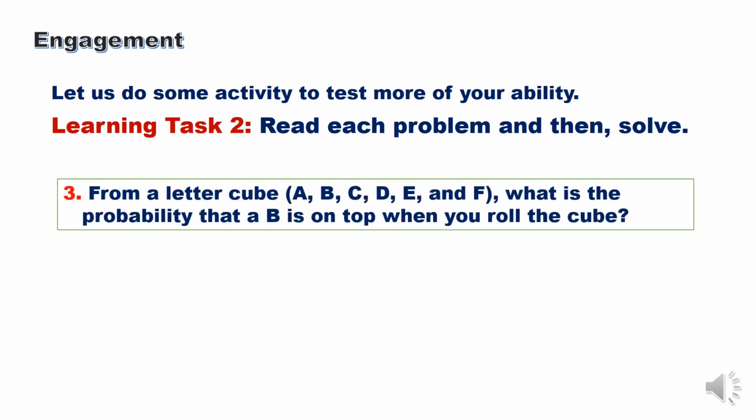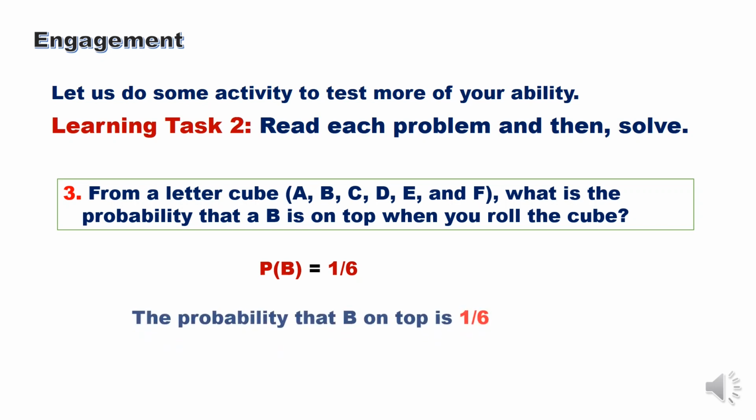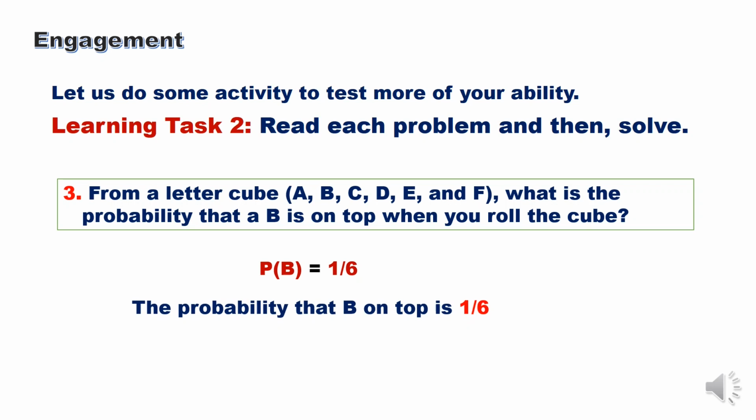Number 3, from a letter cube A, B, C, D, E, and F, what is the probability that a B is on top when you roll the cube? The event is B equals 1/6. The probability that B on top is 1/6.